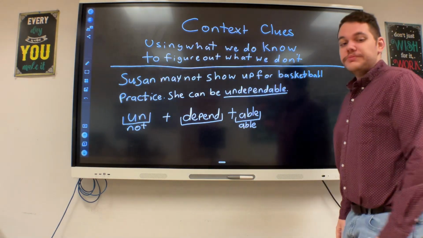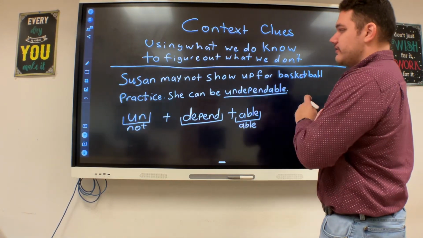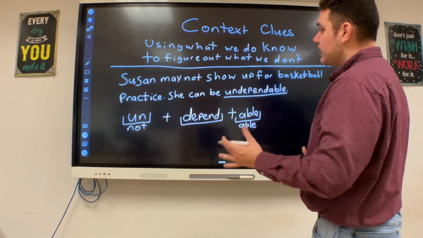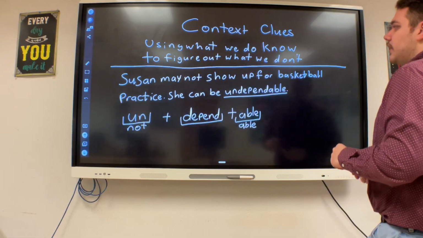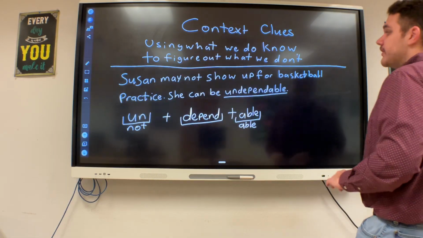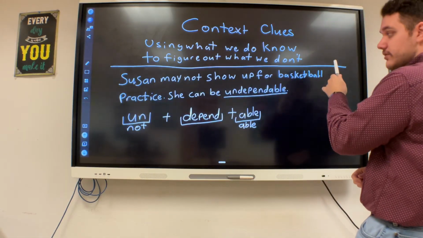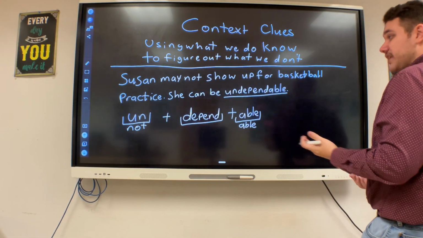Okay, so today we're going to be talking about context clues. This is kind of building off of the prefixes and suffixes lesson from the last unit. We're taking it a step further. It's pretty much the same thing though. We're using what we do know to figure out what we don't know. And I have an example right here.